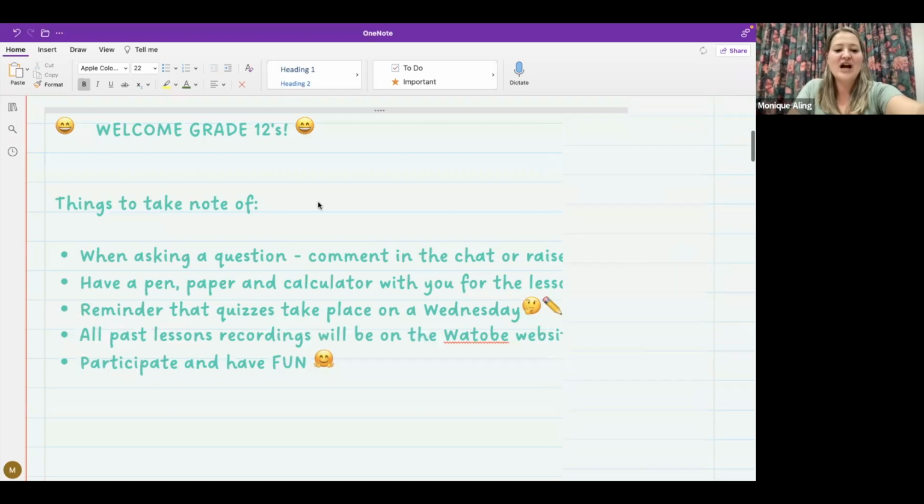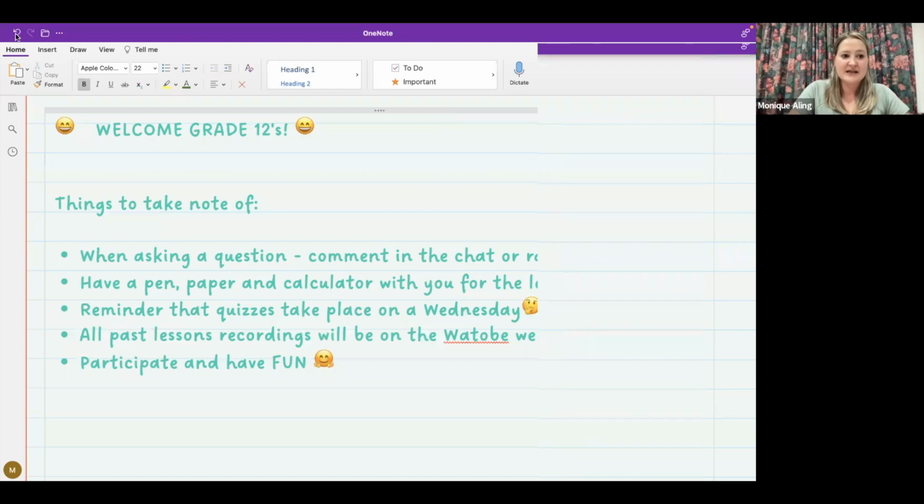Let's have a quick look at our first little bit of probability. Who remembers the 3 ways that we can express probability? Let me know in the chat. There are 3 ways.